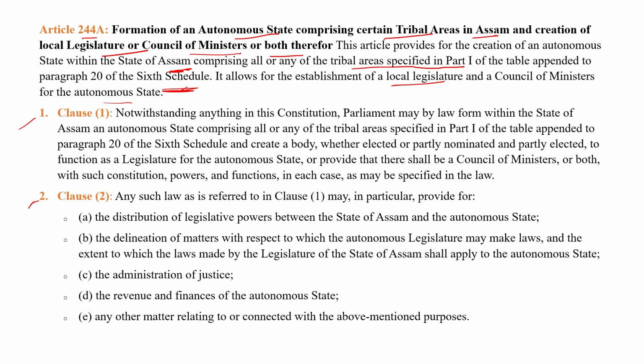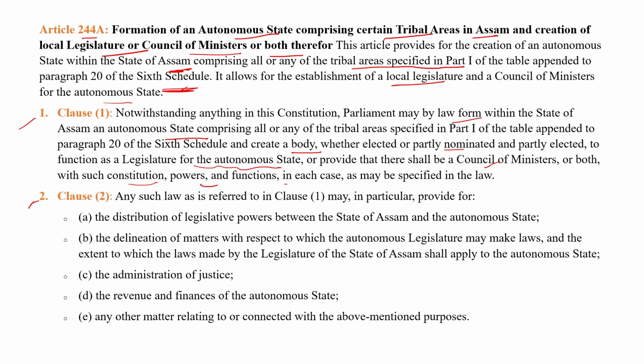What does clause 1 say? Clause 1: notwithstanding anything in the Constitution, Parliament may by law form within the state of Assam an autonomous state comprising all or any of the tribal areas specified in Part 1 of the 6th Schedule, and create a body, whether elected or partially nominated and partially elected, to function as a legislature for the autonomous state, or provide that there shall be a council of ministers, or both, with such constitution, powers and functions in each case. This is specified within the law. It means clause 1 explains that there is an autonomous state within Assam.